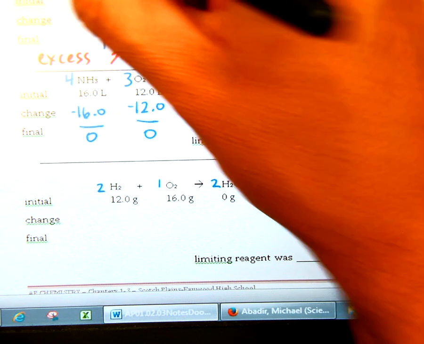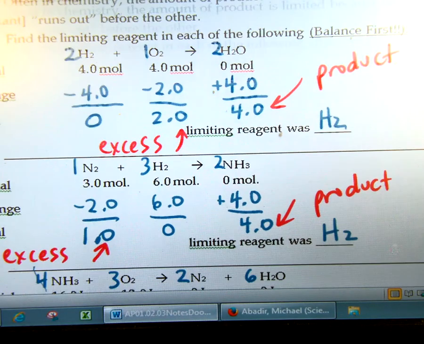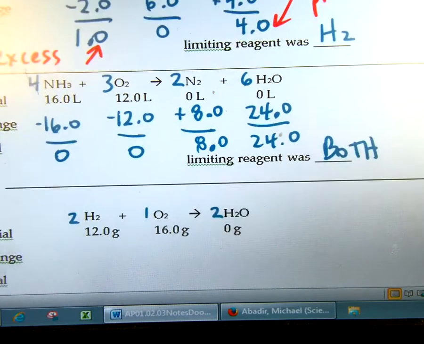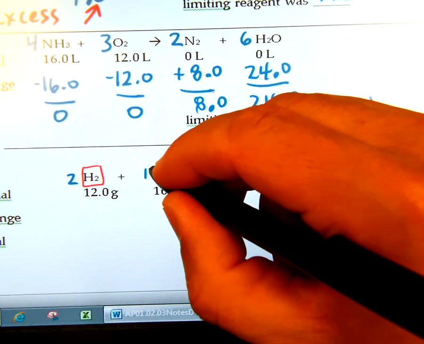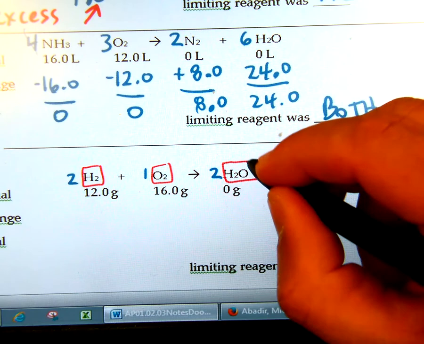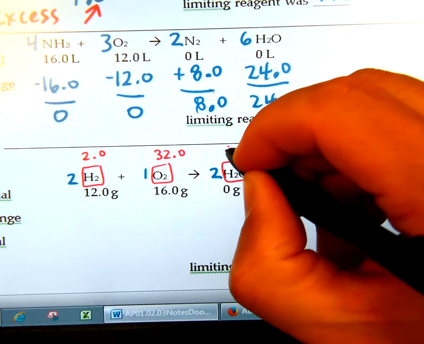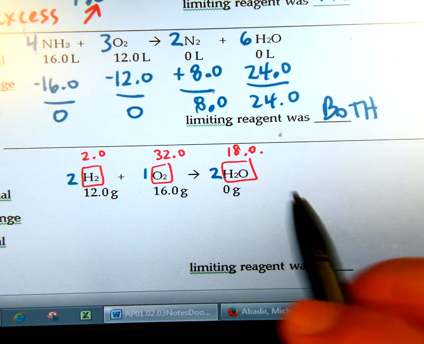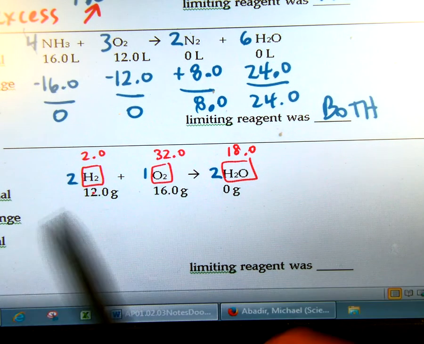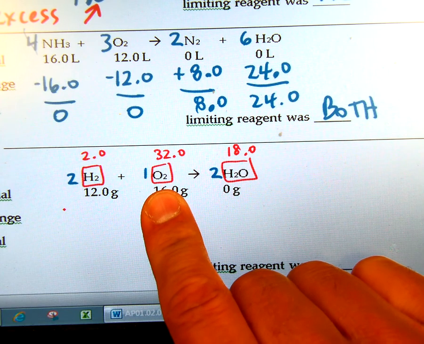You're going to find the molar mass of each of the elements or compounds. Remember that you only use the formula, you don't use the coefficient to find the molar mass. So this is a 2, 32, and an 18. So now we're going to use the big bridge. All right, let's suppose we think the hydrogen runs out, think the 12 runs out, we're going to cover up the 16.